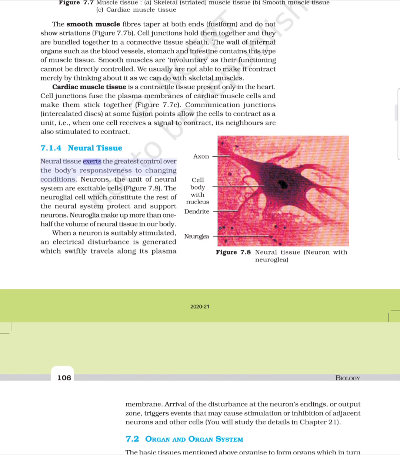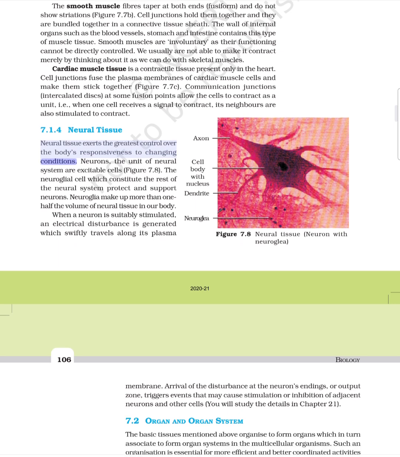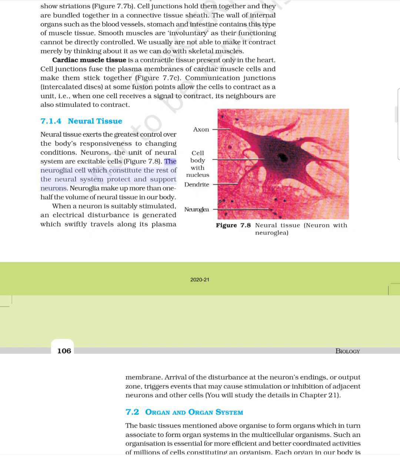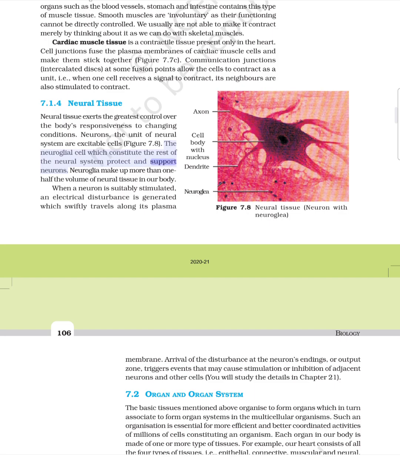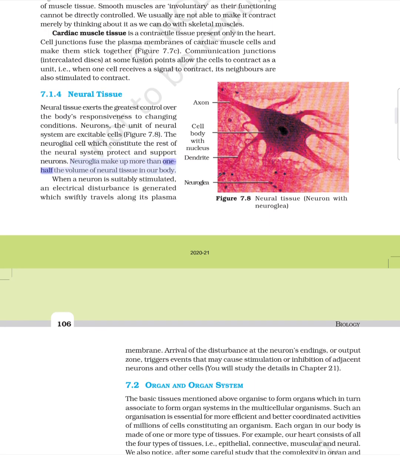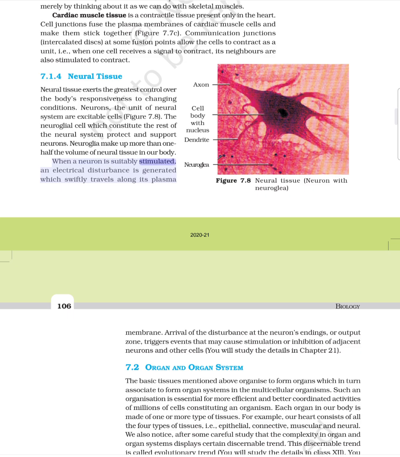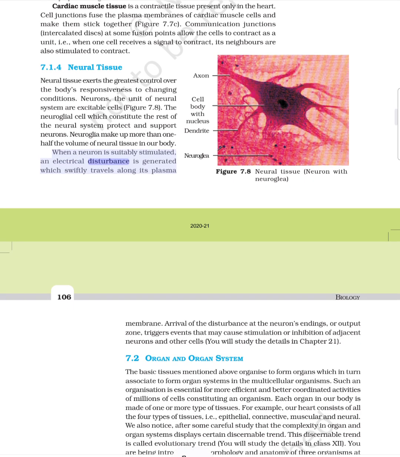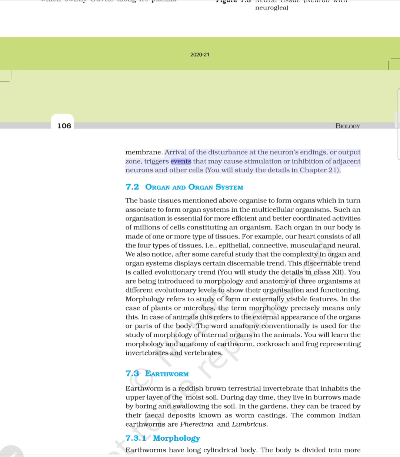7.1.4 Neural tissue. Neural tissue exerts the greatest control over the body's responsiveness to changing conditions. Neurons, the unit of the neural system, are excitable cells. The neuroglial cells, which constitute the rest of the neural system, protect and support neurons. Neuroglia make up more than half the volume of neural tissue in our body. When a neuron is suitably stimulated, an electrical disturbance is generated which swiftly travels along its plasma membrane. Arrival of the disturbance at the neuron's endings, or output zone, triggers events that may cause stimulation or inhibition of adjacent neurons and other cells.